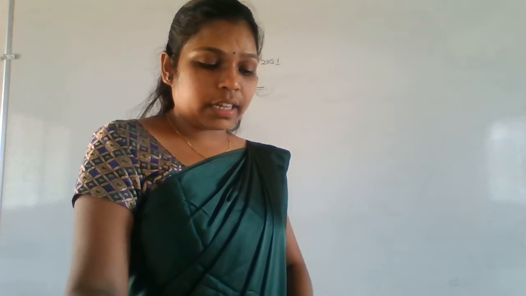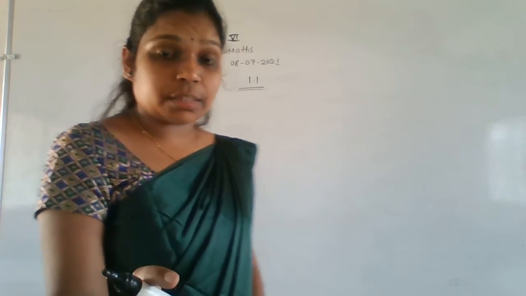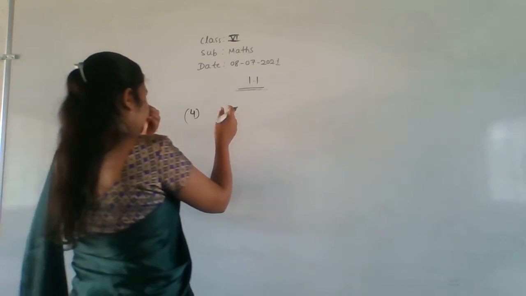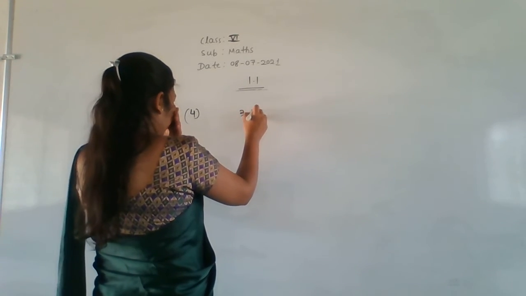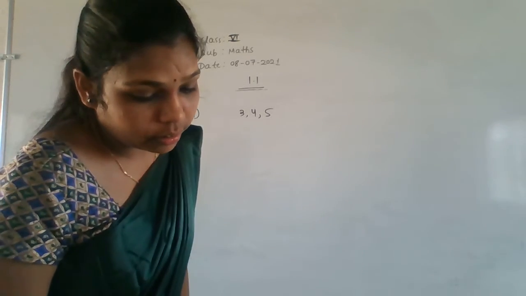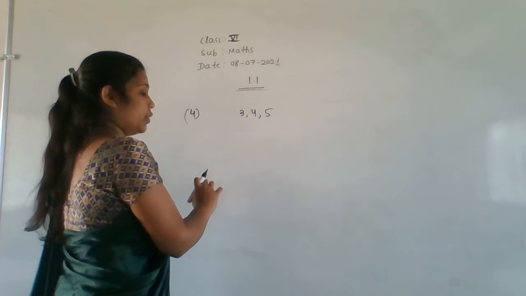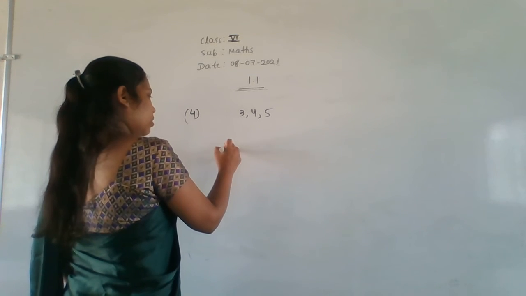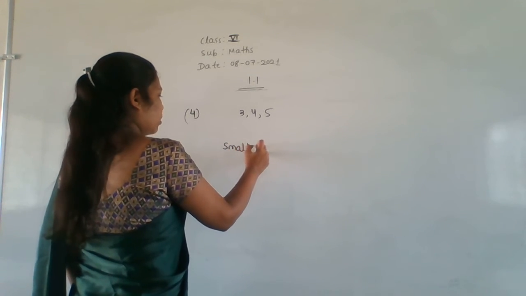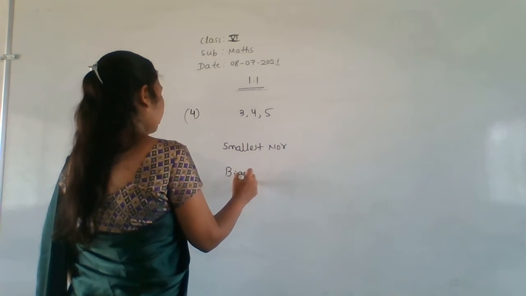Form the largest and the smallest 4-digit number using any 4 different digits with the condition that the digit 6 is always at the ones place. See here, I am using 3, 4, 5. I am using only these 3 digits. And here it is the smallest number, and here it is the biggest number.